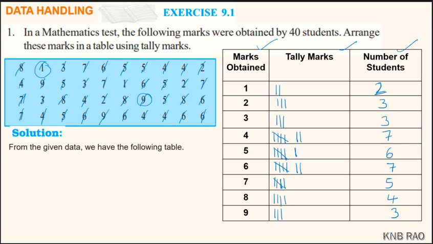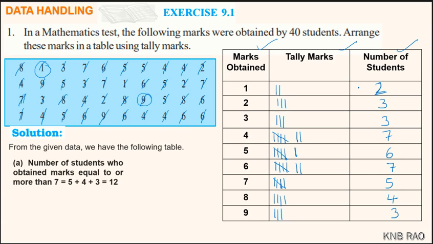So, these are the tally marks used to make this table, which we call a frequency distribution table. In later stages, that is in your 7th and 8th standard, you will be learning the name for this table as a frequency distribution table. Now, the number of students who obtained marks equal to 7 or more than 7.